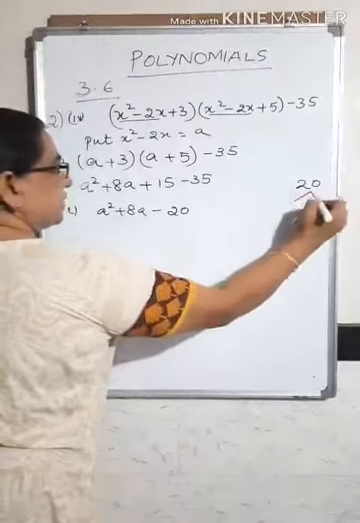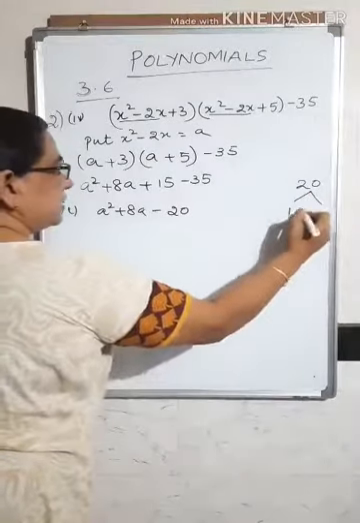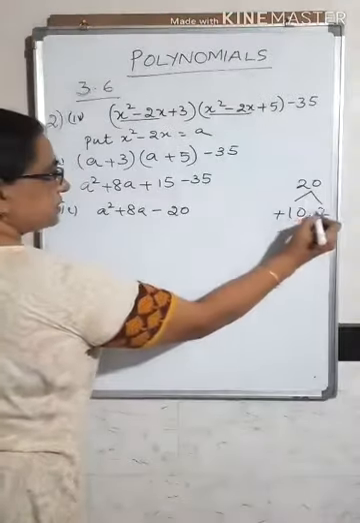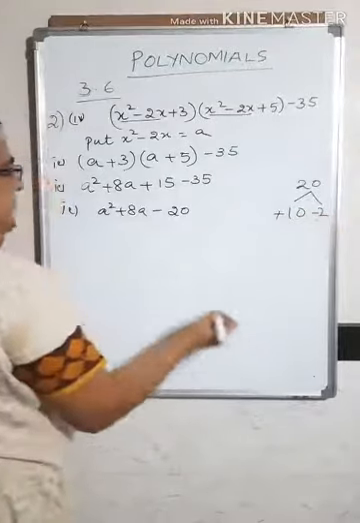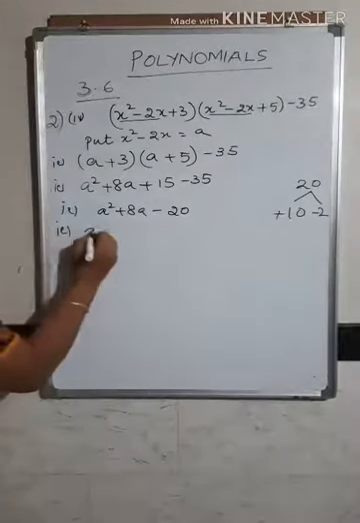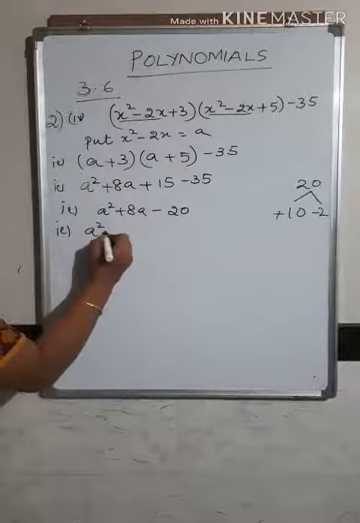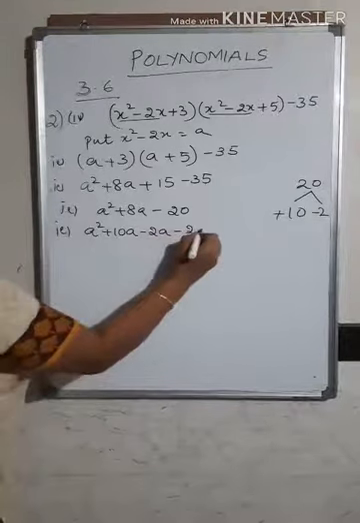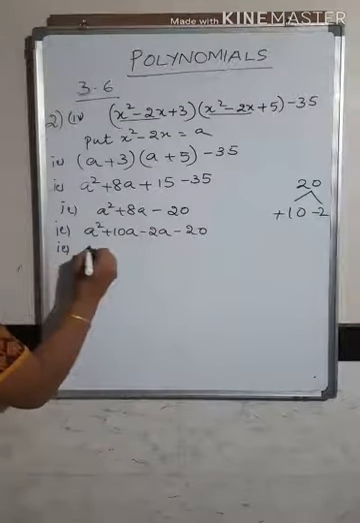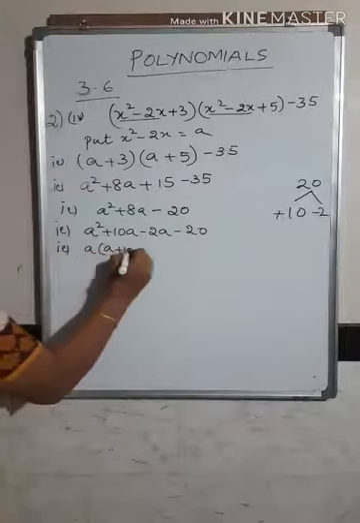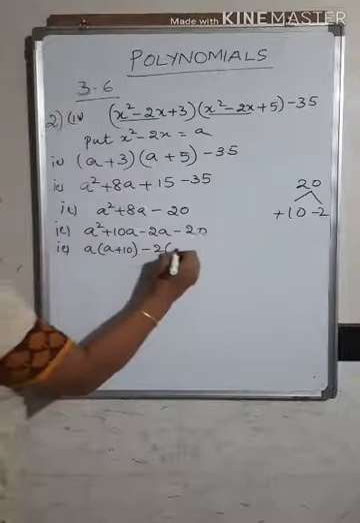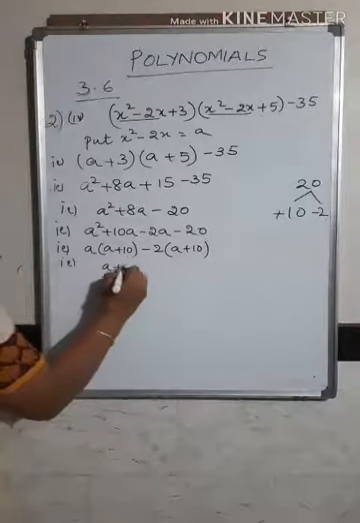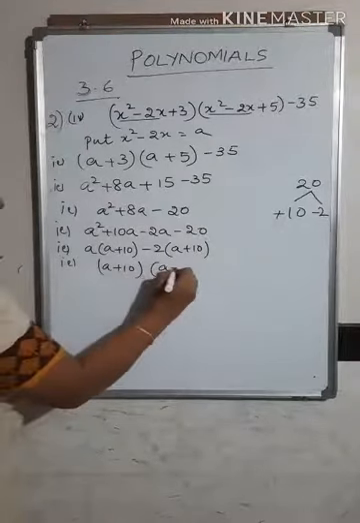So for 20, the factors are 10 into 2, and 10 minus 2 is equal to 8. So this will be with plus sign and this will be with the minus sign. So splitting the factors you get plus 10a minus 2a minus 20. Taking out common factor you get a plus 10, minus 2 into a plus 10. So further this can be written as a plus 10 into a minus 2.